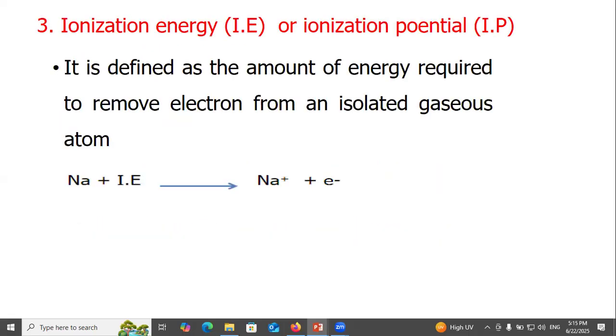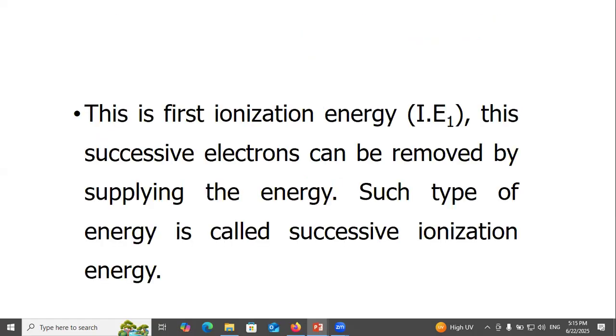Ionization energy and ionization potential: it is defined as the amount of energy required to remove an electron from an isolated gaseous atom. For example, sodium has 11 electrons. If we use energy to eject one electron, the energy required to eject the electron from the sodium atom is called the ionization energy. That is the first ionization energy, second ionization energy, third ionization energy, and so on. This is the first ionization energy, IE1.